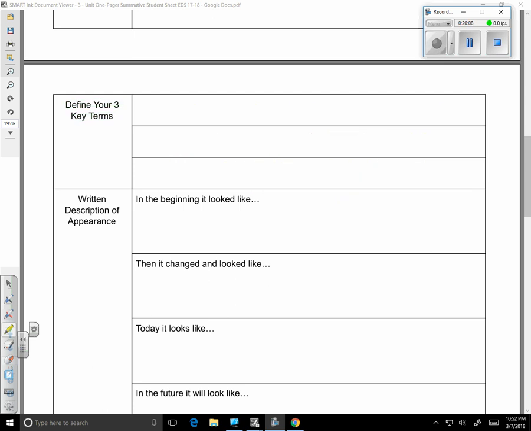Written description of appearance. So in this section, what you are going to do is you are going to write what it looked like. So for example, where it says, in the beginning, it looked like. So what you are going to do is write a complete sentence about what I'm describing. So for example, at the beginning, the Grand Canyon was underneath water. So you are going to write about how the Grand Canyon was under the Pacific Ocean. Please write that in a complete sentence right now.